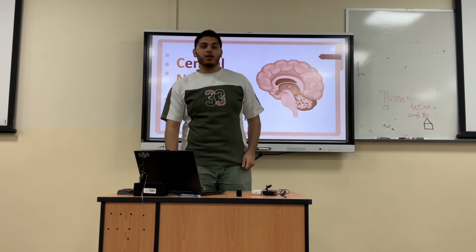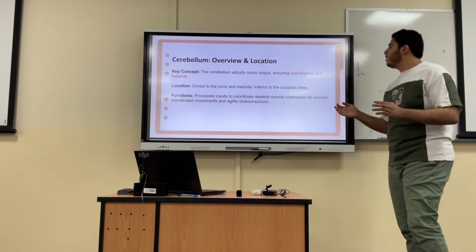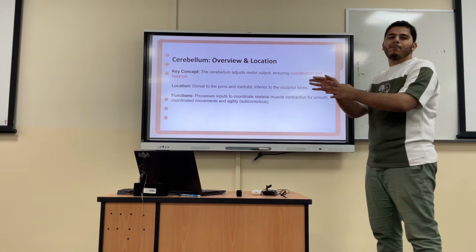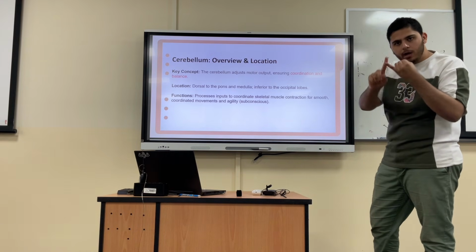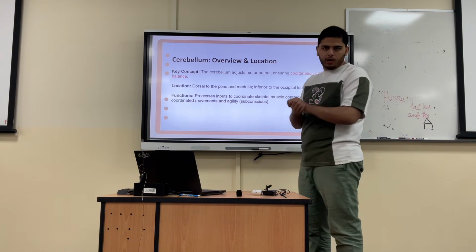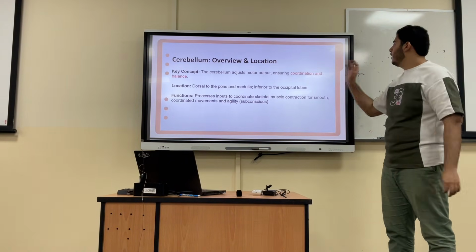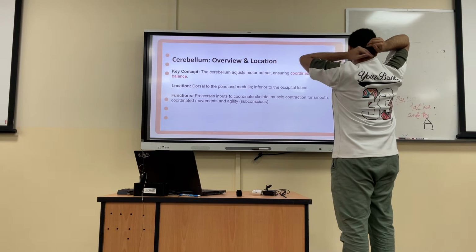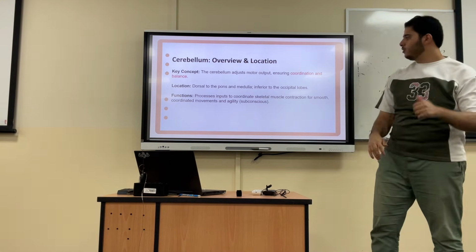Now let's start with the cerebellum. Okay, guys. First of all, when you hear cerebellum, you think about equilibrium and coordination of movement, ensuring coordination and balance. Okay. What is the location? It is dorsal to the brain stem, dorsal to the pons and medulla oblongata specifically, inferior to the occipital lobes. Occipital lobes are here, cerebellum will be there. It is inferior to the occipital lobes, and it is posterior to the pons and the medulla oblongata.